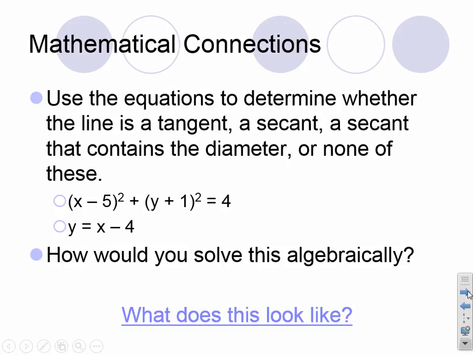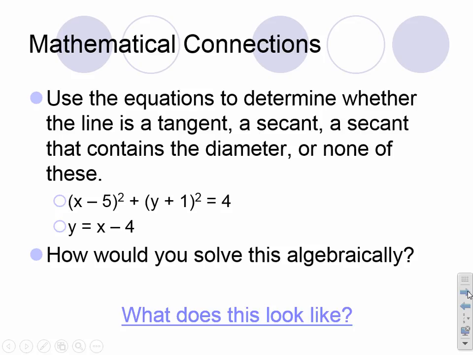All right, now, what we need to do here with this problem, we got to do a little thinking. Okay, so this says, which one do we have? So if we have this circle, (x minus 5) squared plus (y plus 1) squared is equal to 4. Okay, there's our circle. Do we have a tangent, a secant containing a diameter, or none of those with the equation y equals x minus 4?